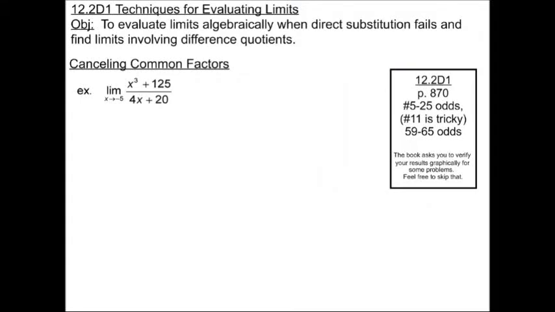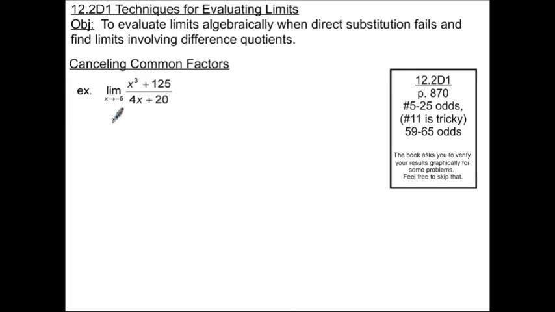We're on 12.2 day 1, techniques for evaluating limits. We're going to be evaluating limits algebraically when direct substitution fails, and then find limits involving difference quotients. Basically, if I'm trying to find a limit and I can't just plug in, that means you end up with some kind of an undefined thing. In general, the easiest way to be undefined is to have a zero denominator.